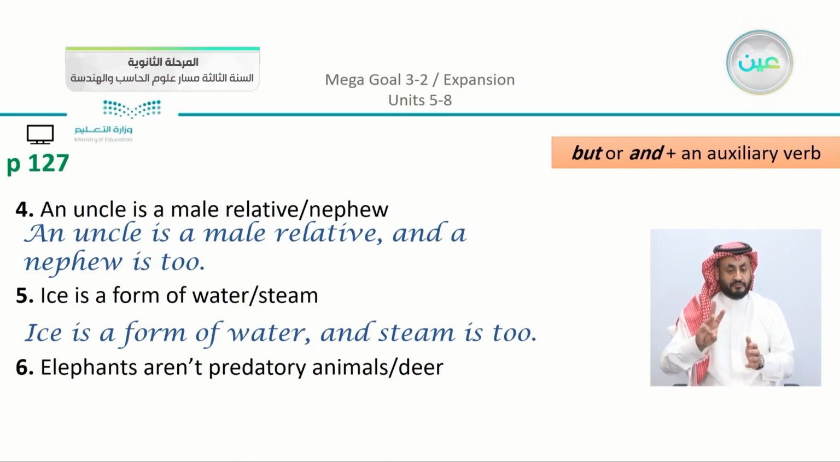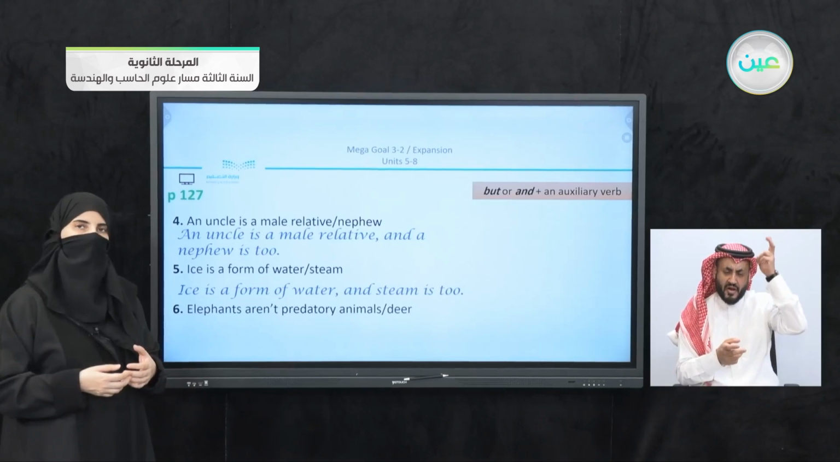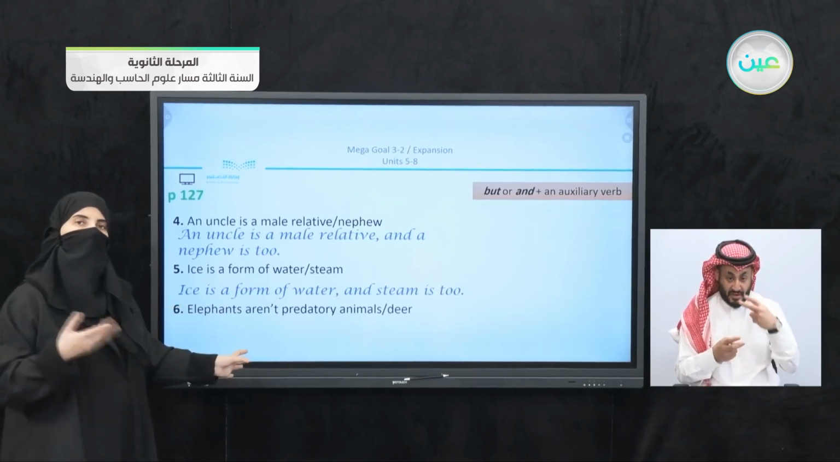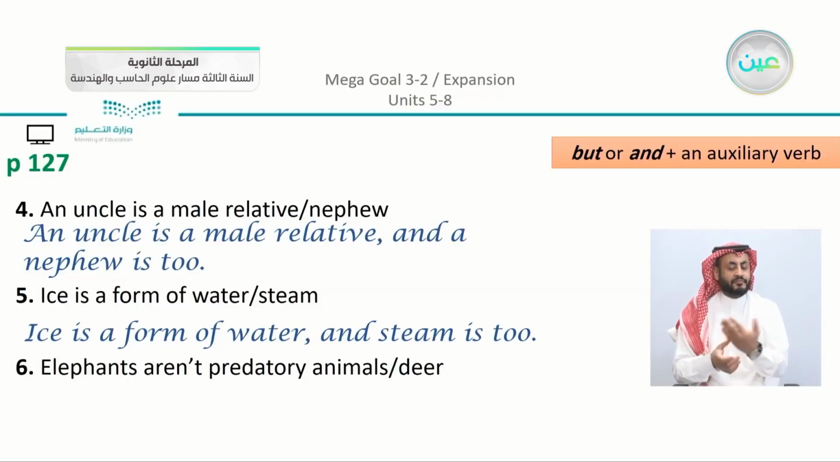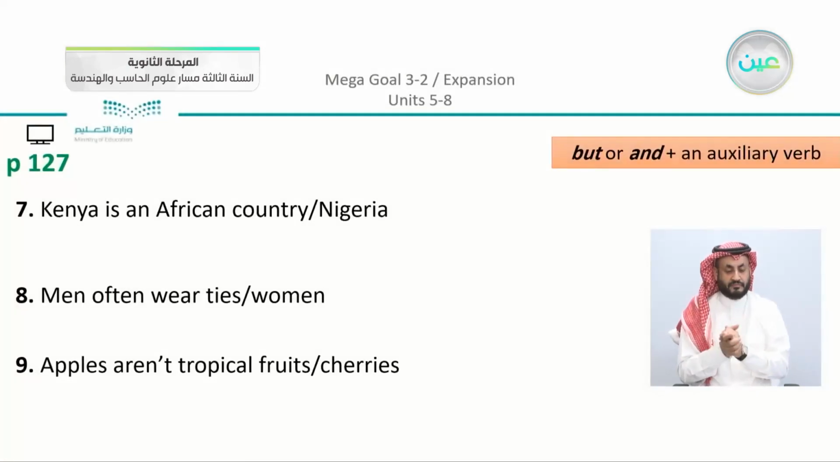We have number 6. Elephants aren't, we have a negative, predatory animals, and deer. So what is in common between the two animals? We have here deer and elephants. And note that we have a negative here. So how can we write the sentence? We can say, elephants aren't predatory animals and deer aren't either. So we have here the connector and using either plus the negative that is actually at the very beginning of the sentence. We come to the last group of examples here.